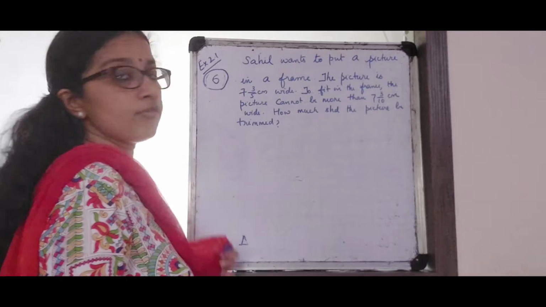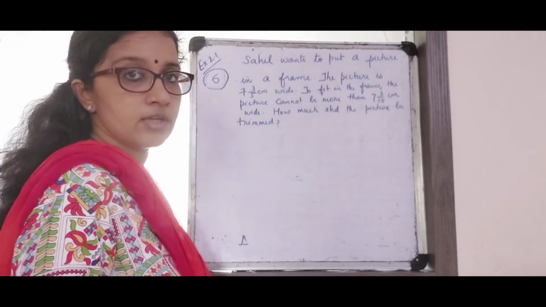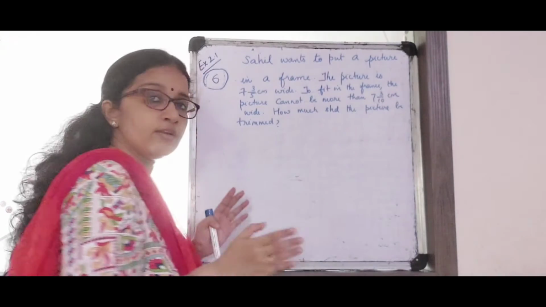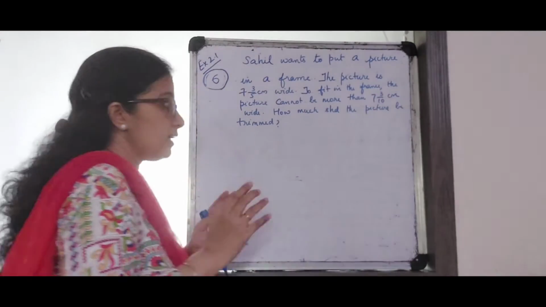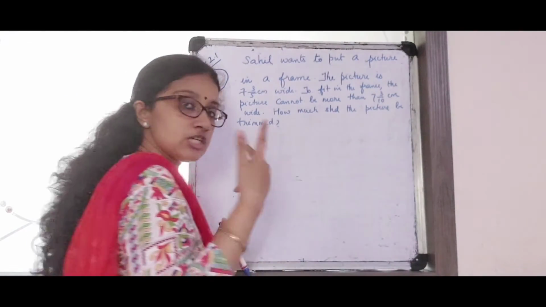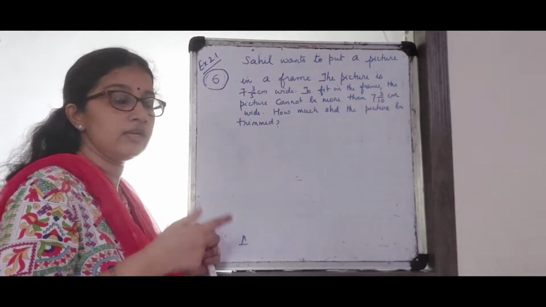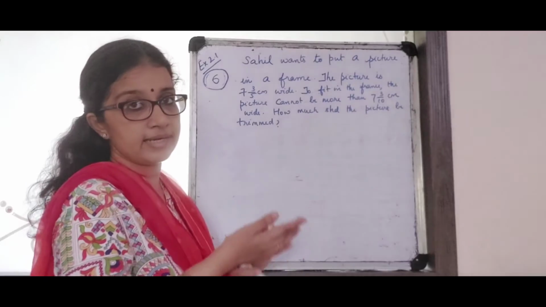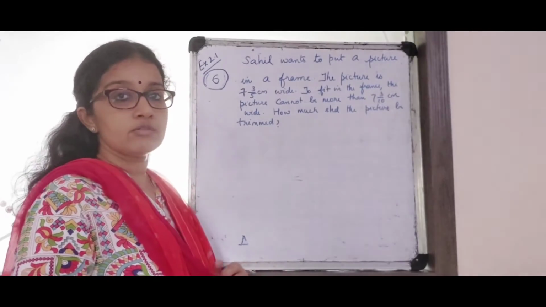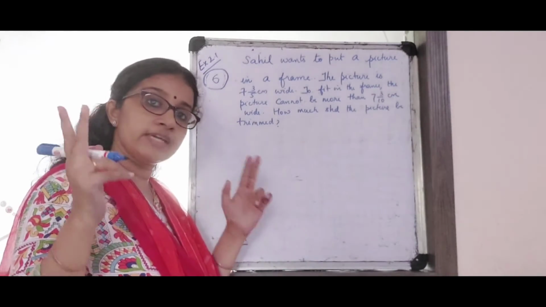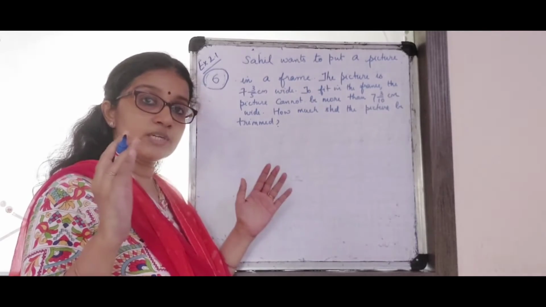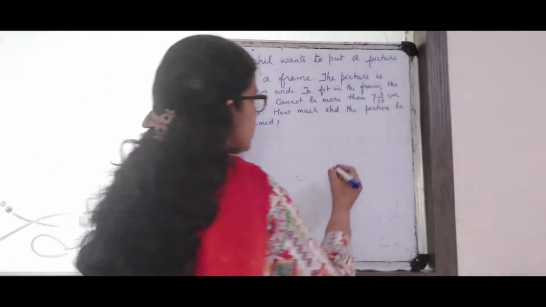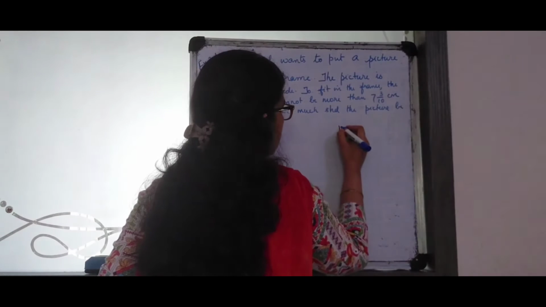Okay, so what do you infer from this? What do you understand from this? That Sahil's picture is wider than the frame. So that's why they are asking how much should the picture be trimmed, or how much should we cut the picture so that we can put the picture directly onto the frame. The picture is more, then only we can cut it, no? So Sahil's picture is wider than the frame. So how much is the width of Sahil's picture?